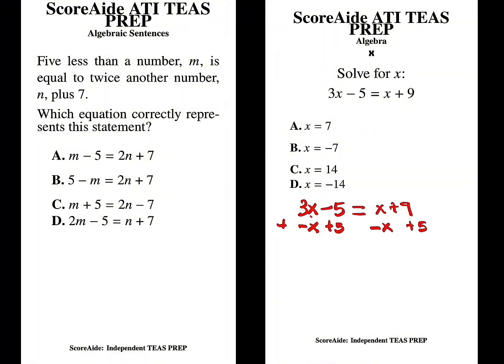So 3x minus x will give you 2x. Minus 5 plus 5 is going to be 0. So this is just going to be equal to negative x minus x is 0. 9 plus 5 is going to be 14. So we have 2x here. And what is making it not independent? It is because 2 is multiplied to x. And we just have to divide both sides by 2, which is the opposite of multiplication, to make x independent. So we're going to have x equal to 7. And the answer is A, right?